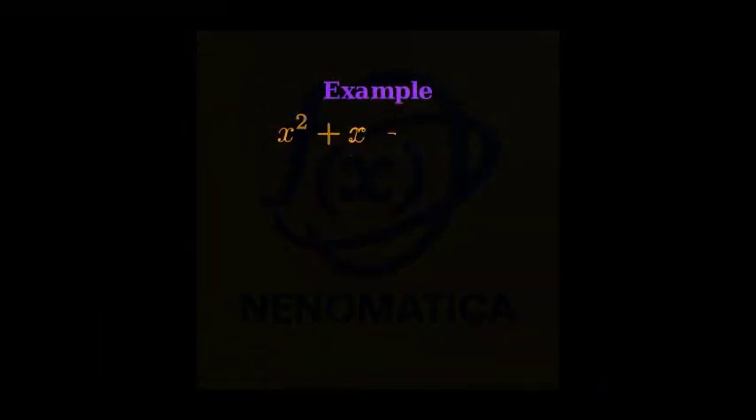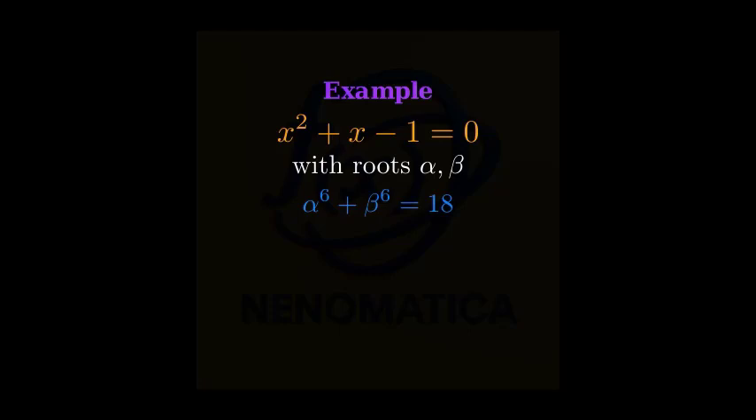Consider the quadratic equation x squared plus x minus 1 equals 0 with roots alpha and beta. We are given that alpha to the 6th power plus beta to the 6th power equals 18, and alpha to the 7th power plus beta to the 7th power equals negative 29. Our task is to find the value of alpha to the 8th power plus beta to the 8th power.